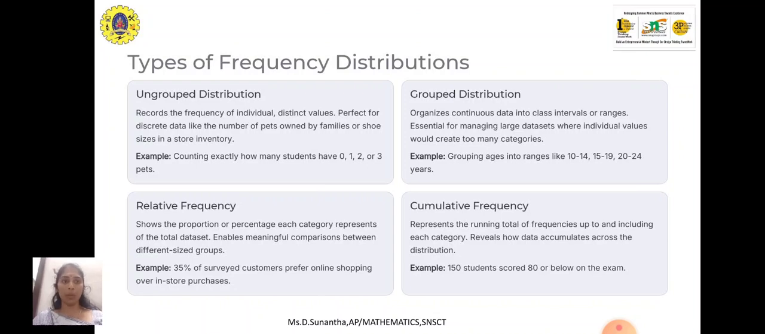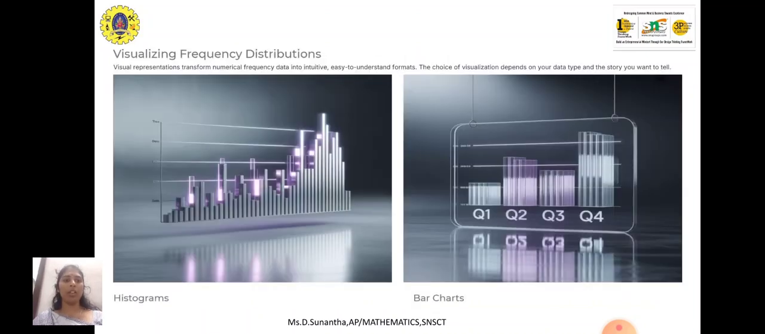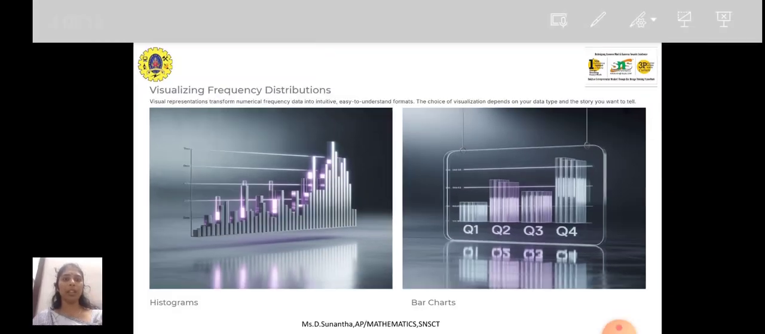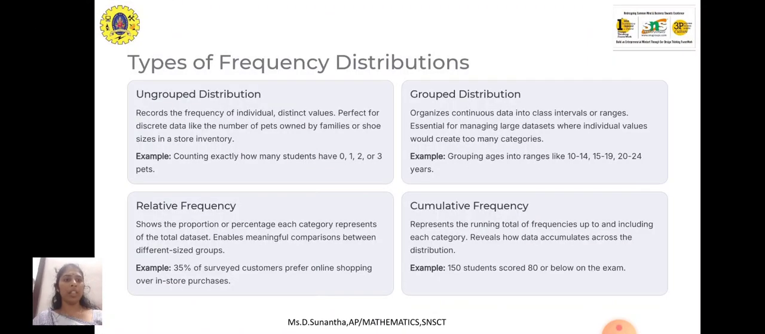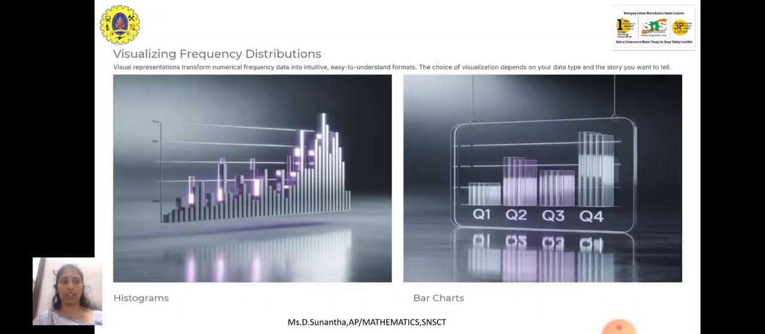So next one is cumulative frequency, which represents the running total of frequencies up to and including each category, revealing how data accumulates across the distribution. For example, 150 students scored 80 or below on the examination.